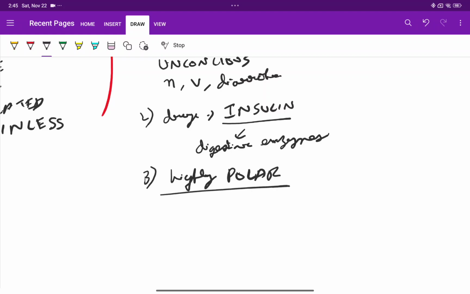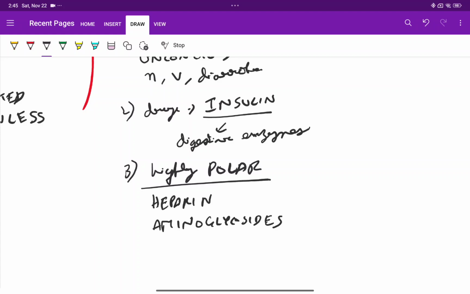Next, we can't give highly polar drugs. Highly polar drugs, like highly acidic drugs such as heparin, and highly basic drugs like aminoglycosides, usually remain ionized in both the gastric and the intestinal mucosa and are not absorbed. For a drug to be absorbed, it should be in unionized form at the stomach or in the intestine, and it should be weakly acidic or weakly basic for better absorption. These should be given through parenteral routes.